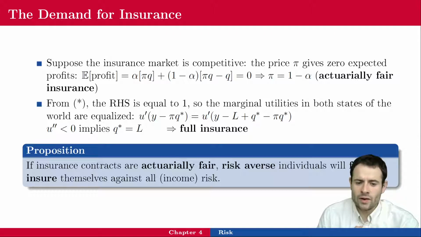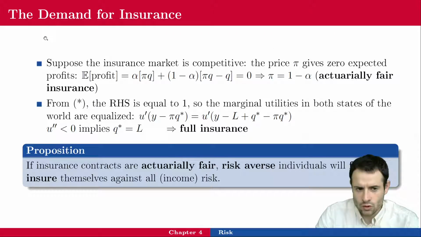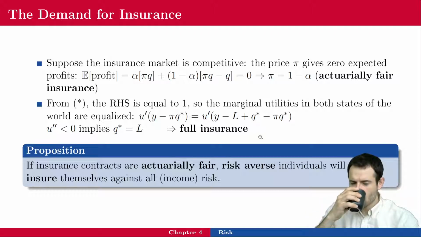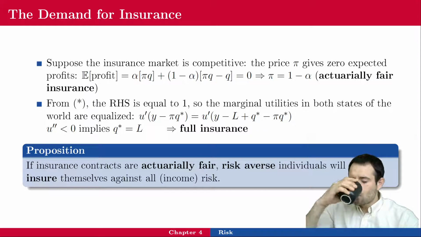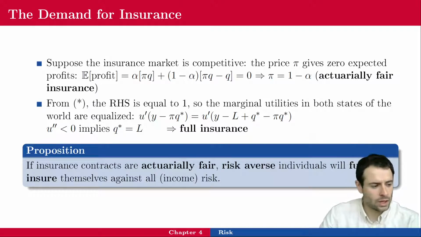And this leads to a very important result. If insurance contracts are actuarially fair, so we have this first condition, risk-averse individuals will fully insure themselves against all income risk. If they can, of course. Any questions?